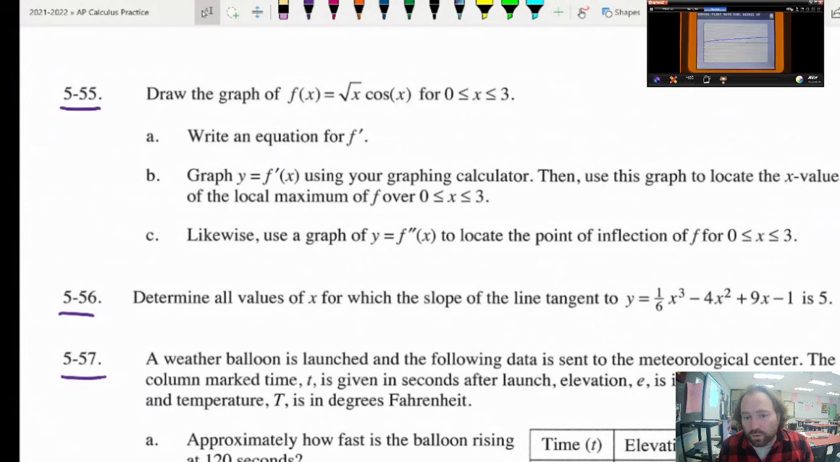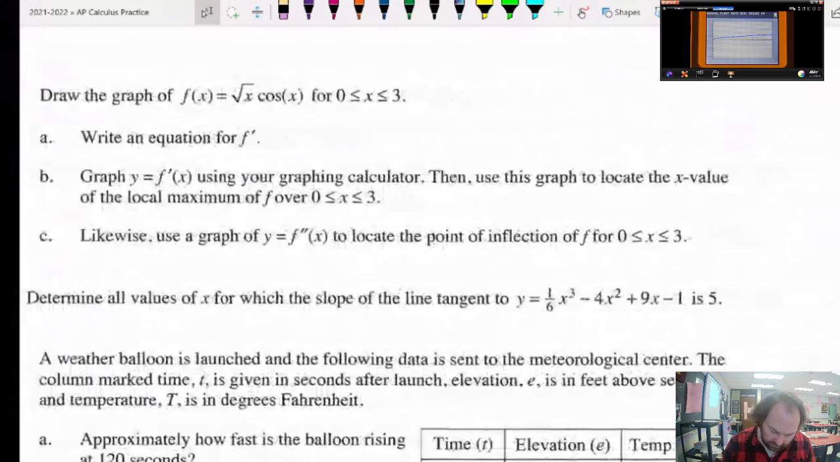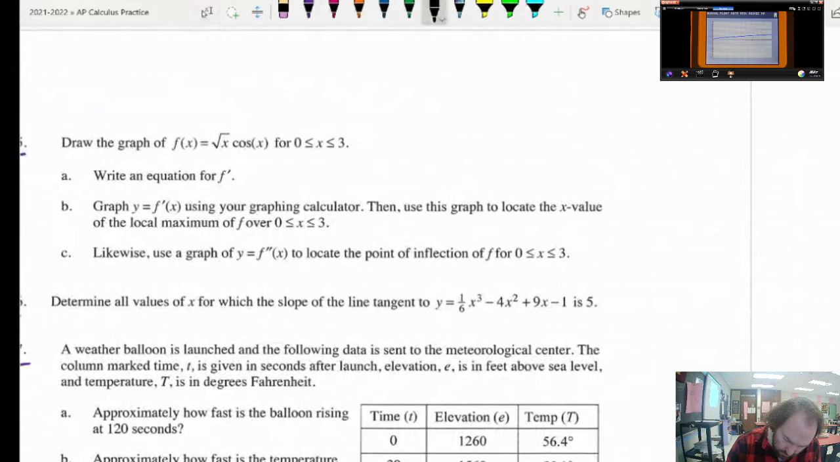As far as an equation for this goes, let's just sketch the graph real quick. 1, 2, and 3. It looks like that graph doesn't really go above 2 or so on that range. 1, 2. The graph kind of looks like this.